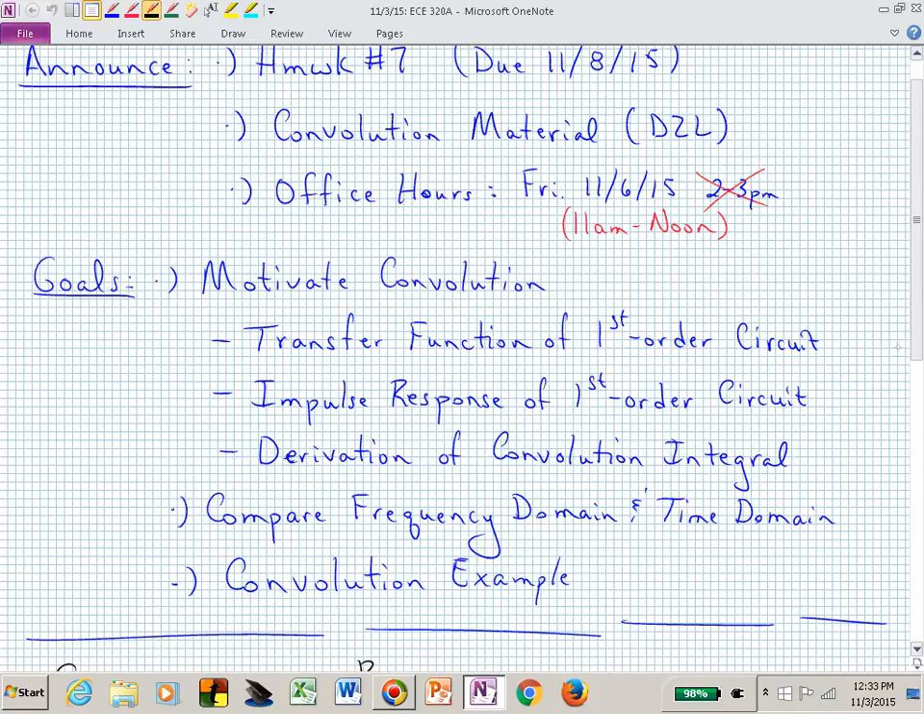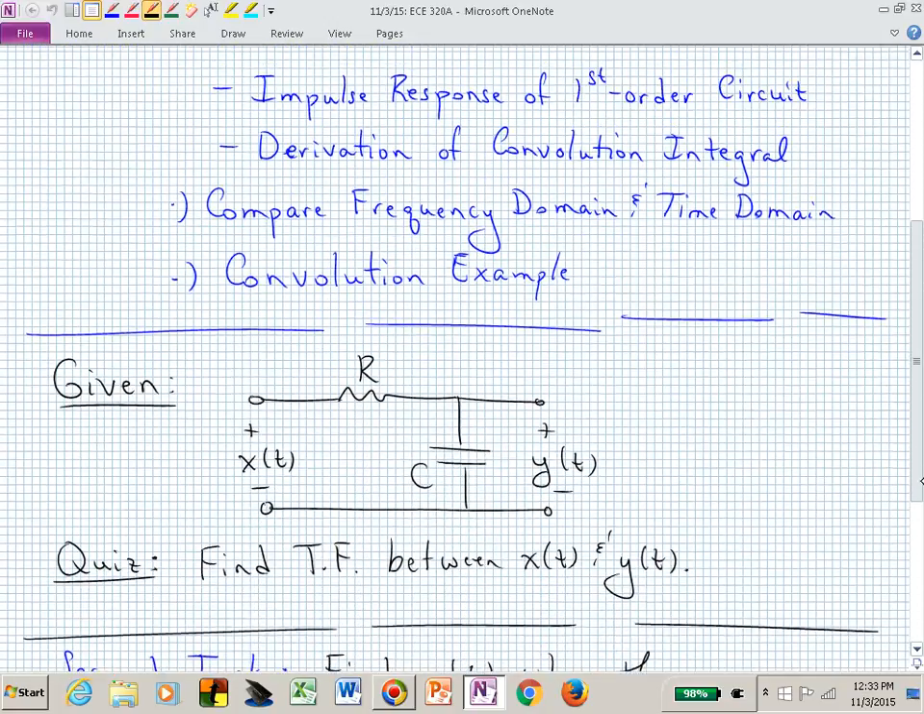We will then compare the frequency domain and the time domain, and that comparison is really so that you don't confuse multiplication and convolution. Just quickly, frequency domain multiplication is equivalent to time domain convolution. So if somebody says, what's convolution in the time domain look like in the frequency domain? You can just raise your hand and say it's multiplication. That's what we will talk about. And then we'll try to get through an example.